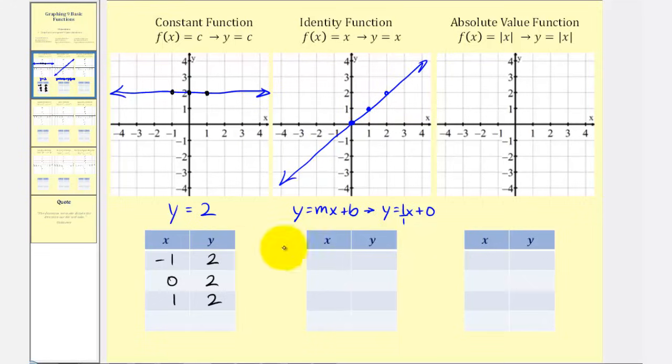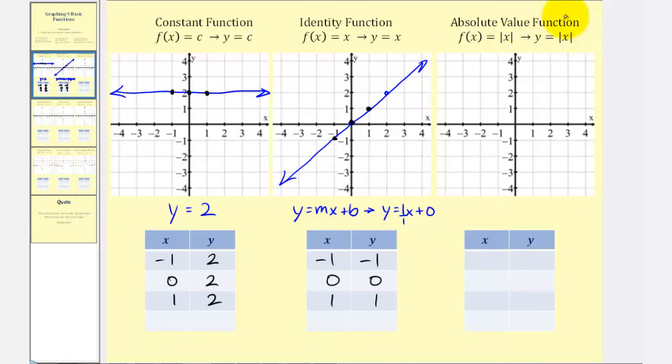Or again, if we need to, we can use a table of values, -1, 0, and 1 for x. And since y equals x, the x and y coordinates would be the same. -1, -1 is here, 0, 0 is here, and 1, 1 is here, giving us our line.